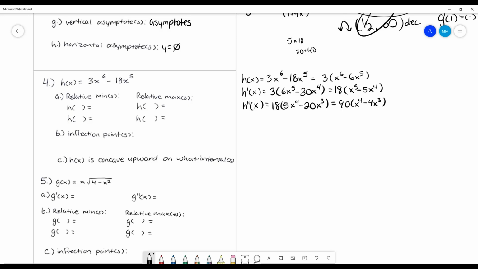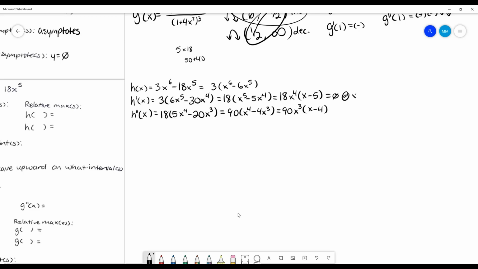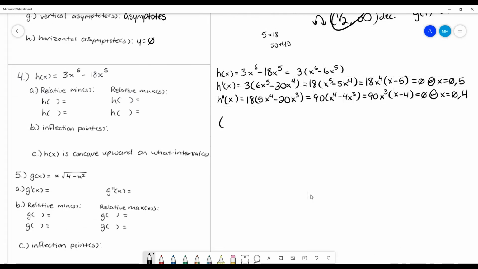And I could actually, to make our zeros a little easier, factor out those x's as well. So I'm going to factor out x to the 4th there. So now I've just got that for my first derivative, and then x to the 3rd here. Boom. Which again helps us find those zeros a little easier. So our first derivative is going to equal 0, obviously, whenever x equals 0 there, or when x equals 5. And then our second derivative also has an inflection point when x equals 0 and when x equals 4. Okay, so our intervals are going to look like this.